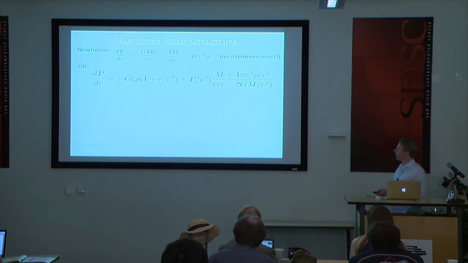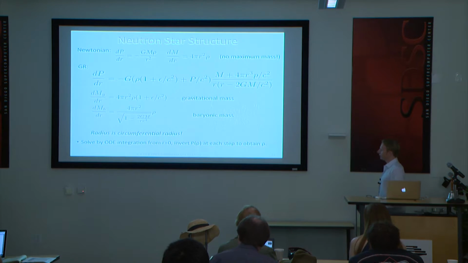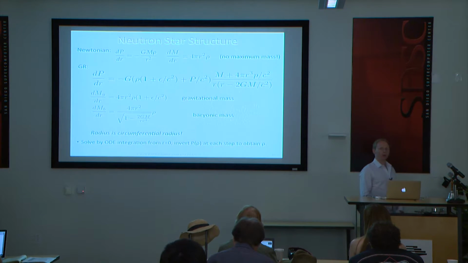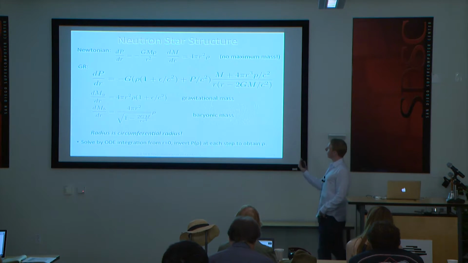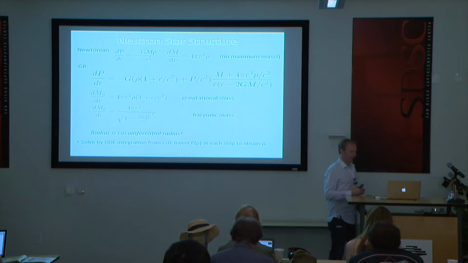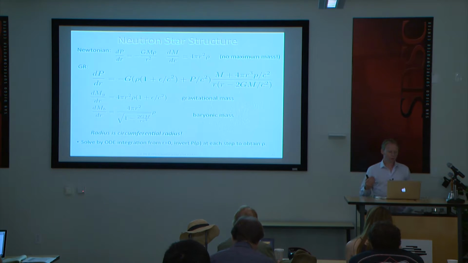You also have two different masses: you have the gravitational mass, and you have the baryonic mass. The gravitational mass will always be smaller than the baryonic mass because it includes the gravitational binding energy. And the radius becomes the circumferential radius. It's not an isotropic radius anymore. And this afternoon, I've prepared an exercise to actually implement these equations, do a little bit of computational work, and compute neutron star structure.